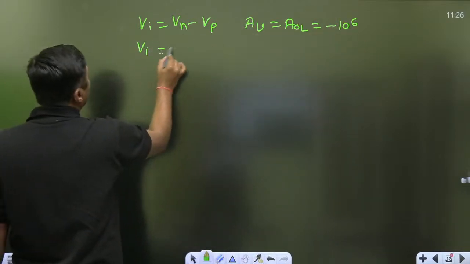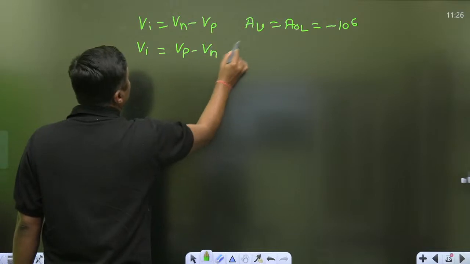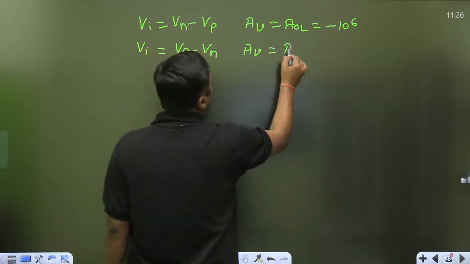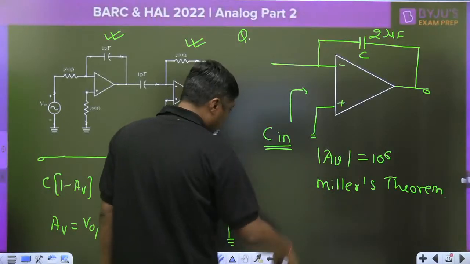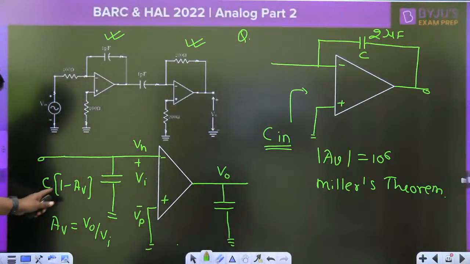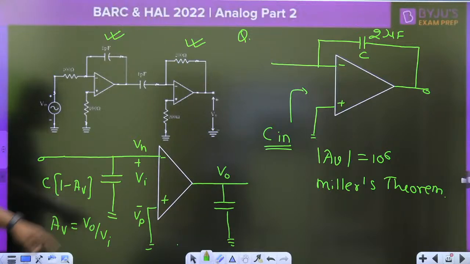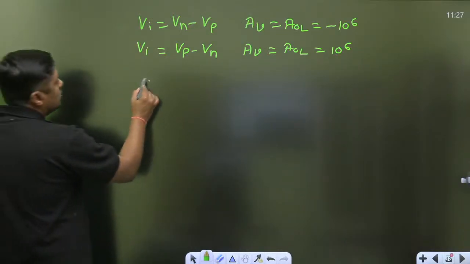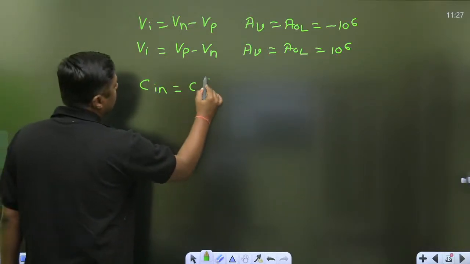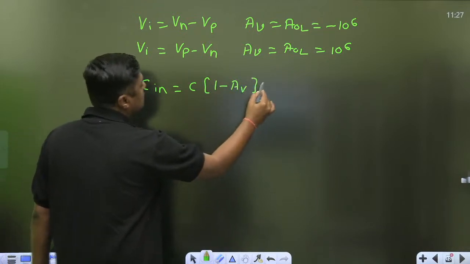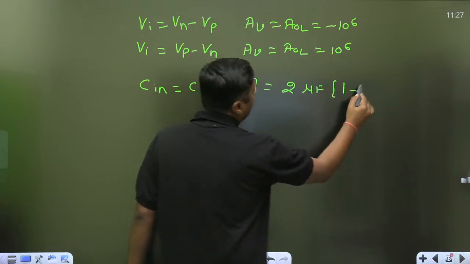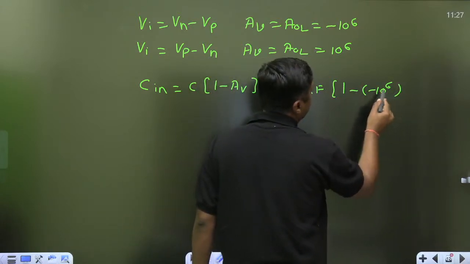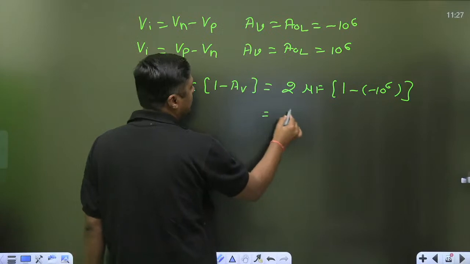And when you take Vi equal to Vp minus Vn, then AV is equal to AOL is equal to 10 to the power 6. Here mod is given, so you have to take minus. Then the value of the capacitor is 1 minus AV. C input is equal to C times 1 minus AV, that is nothing but C, this is the 2 microfarad, times 1 minus of minus 10 to the power 6. 1 is negligible, neglected, and it will become 2 farad.